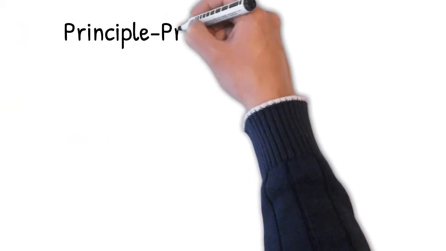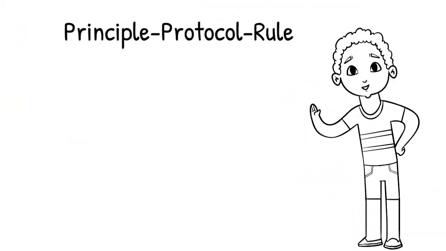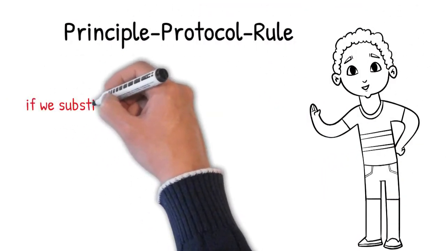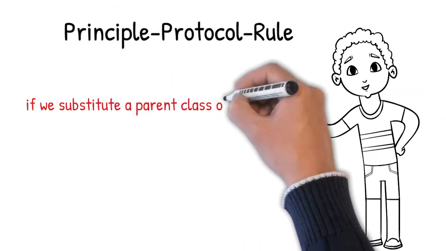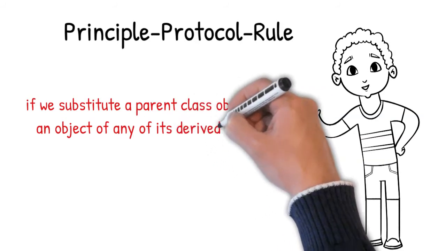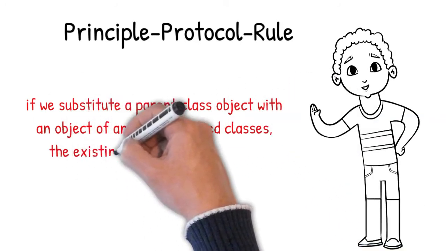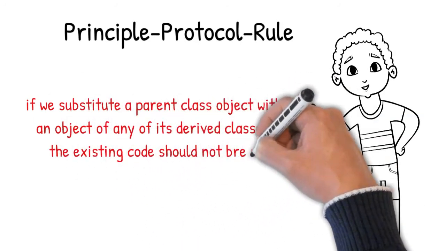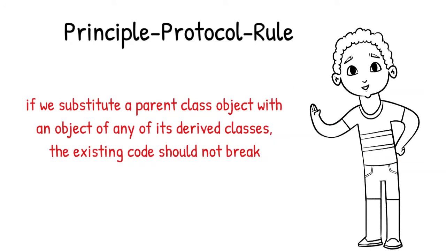To start with the definition, Liskov Substitution Principle states that if you are using a parent class object and consuming operations of that object, then in future, if you replace that object by its derived class object, the code which you have already written for that consumption should not break. Let's try to understand this definition by taking one example.